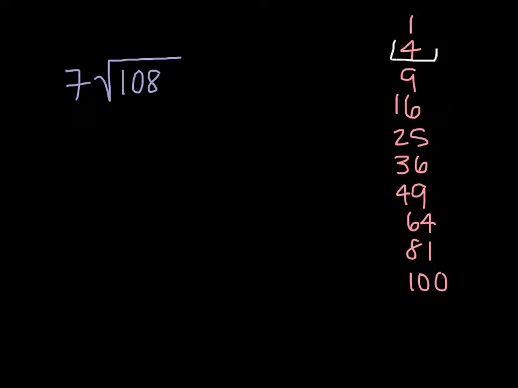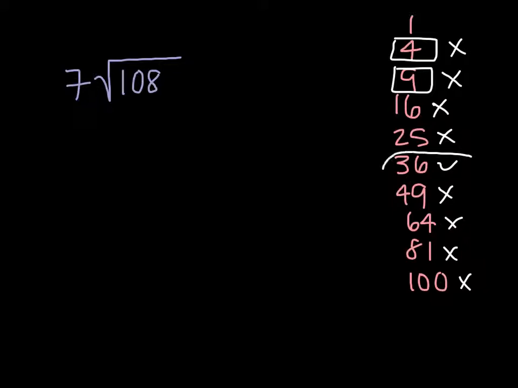4 is one of them. Let's see if we can find a bigger one. 9 goes in, so now we're not going to use 4. 16 is not one. I can tell you that 25 isn't one either. 36 goes in, so that means we're not going to use 9 anymore. I don't think 49 goes in. Nope, it doesn't. I know 64 doesn't either, or 81 or 100. Okay, great. So now 36 is going to be the perfect square that we're going to use.